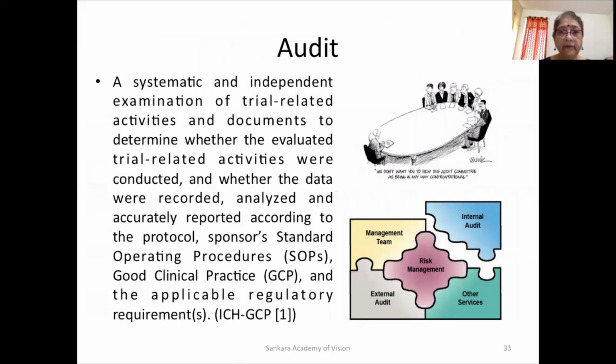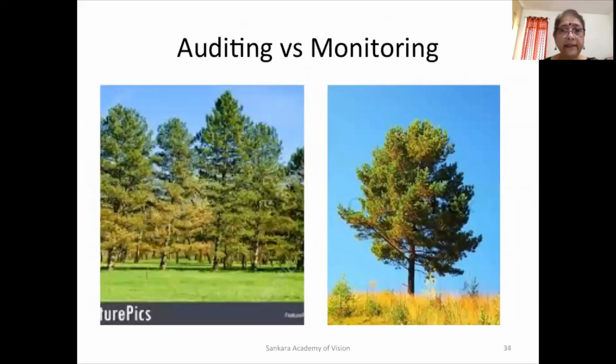As you know, the auditor sees the management team, risk management, external audit, internal audit, other services. So let us see the difference between auditing and monitoring. If they are going to do the same job, what is the difference? Now, when you talk of the monitor, look at the single tree there. The monitor sees all the leaves, how many leaves are mature, how many new leaves have come, how tall is the tree, how broad is the tree. That means every aspect of the tree.